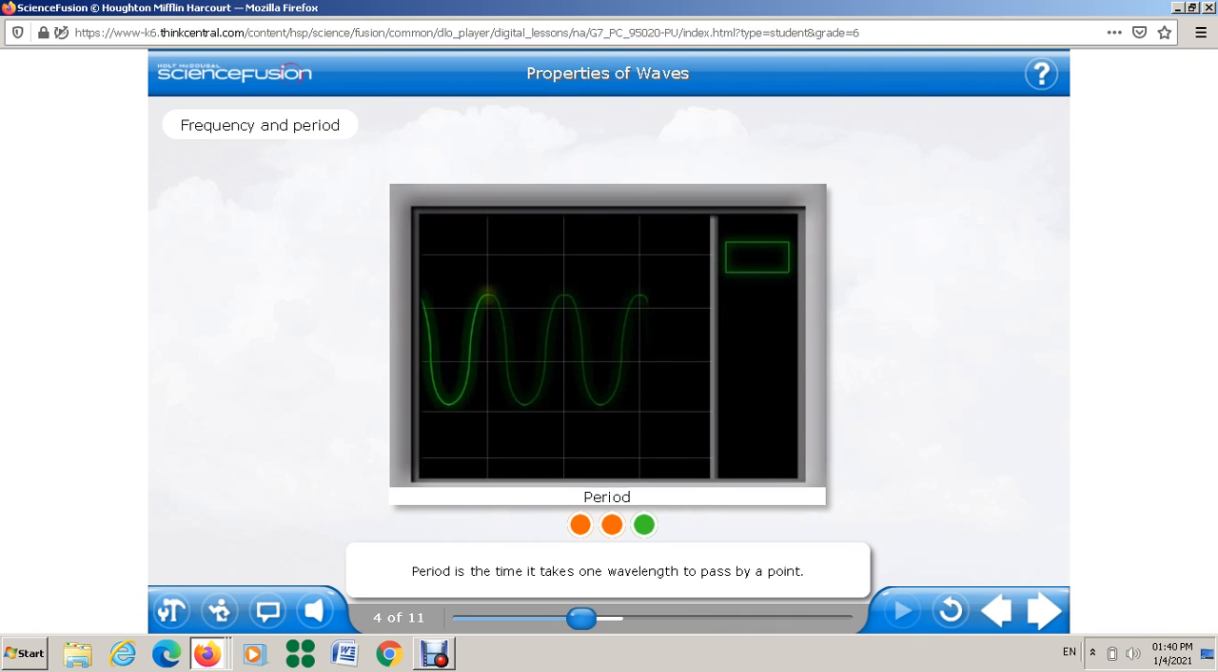Period is the time it takes one wavelength to pass by a point. A period is measured in seconds because it is a measurement of time. This wave has a period of about 1 second.